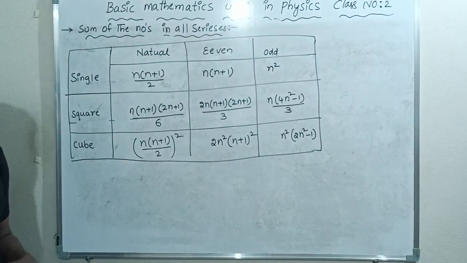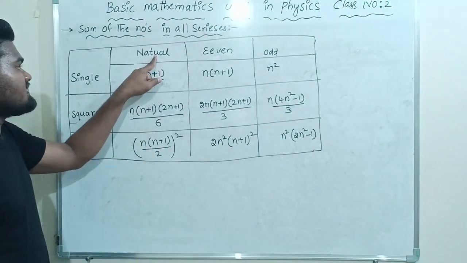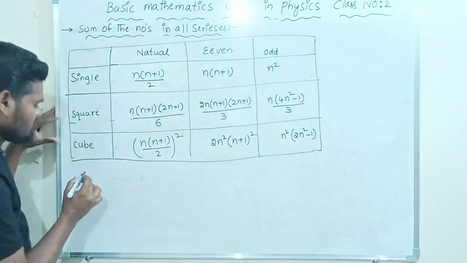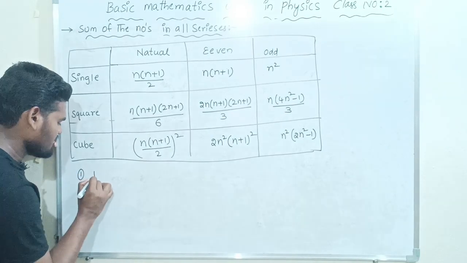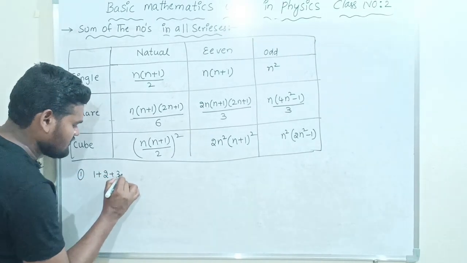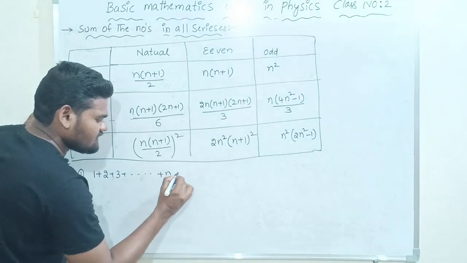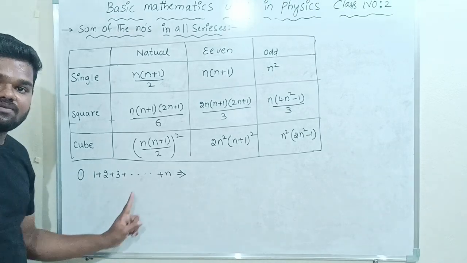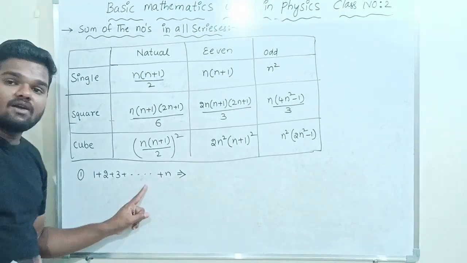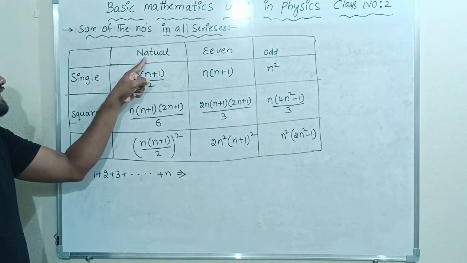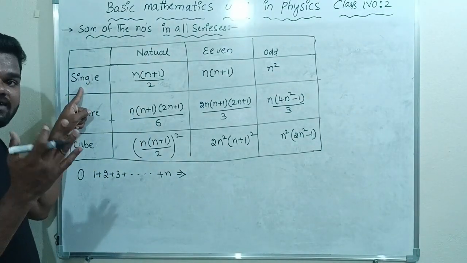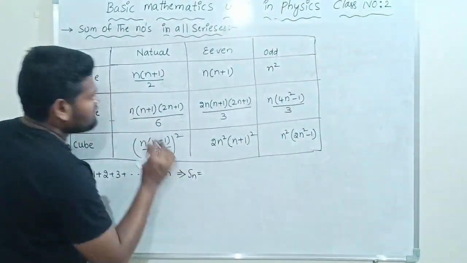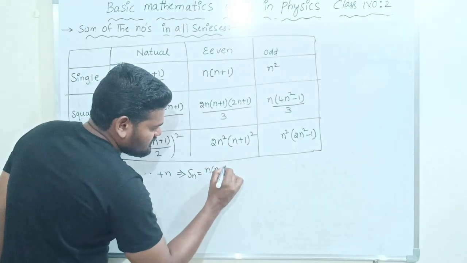Okay, is it clear? I will explain how to write the series. If the numbers are natural and single digits, like 1 plus 2 plus 3 plus and so on plus n, the numbers are natural numbers with no power. Then the sum of the series is given by Sn equals n into n plus 1 by 2.